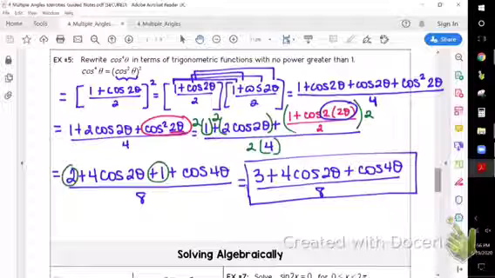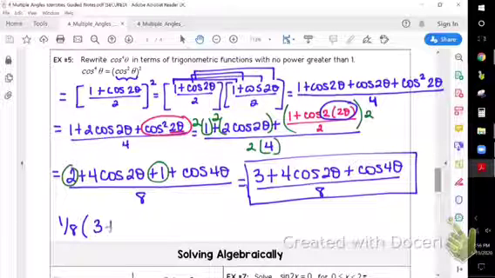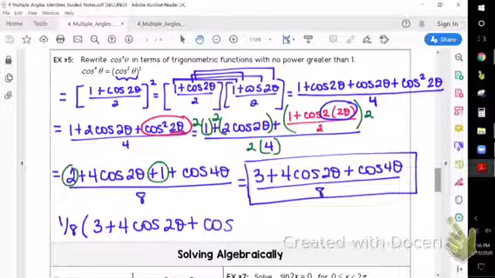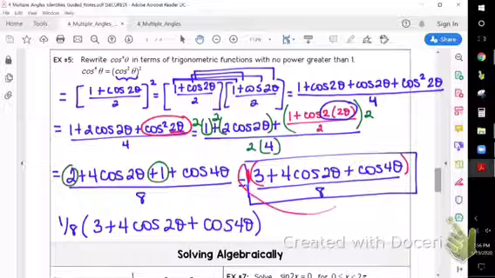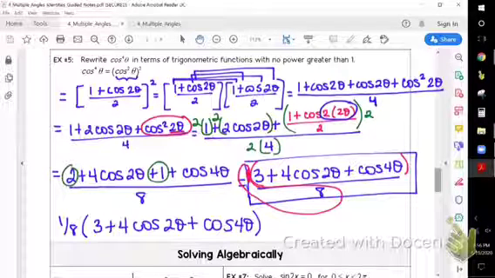Now, just as a disclaimer, if you look at my answer key online, it's going to tell you that it's 1/8 times that 3 plus 4 cosine of 2 theta plus cosine of 4 theta. Okay, that's the same thing. What I did there was I took this part here, and remember there's that 1 there, and so I kind of decomposed the fraction almost there. I took that 1/8 and put it out to the front, but it's the same exact answer, okay? So there we go.